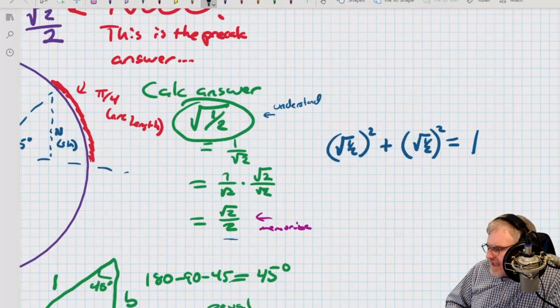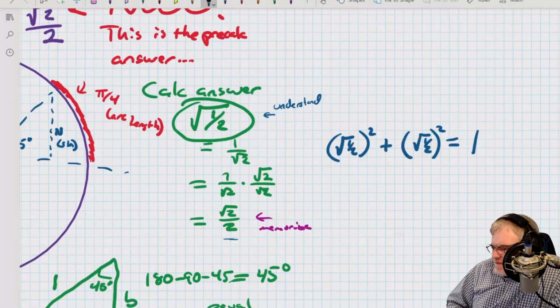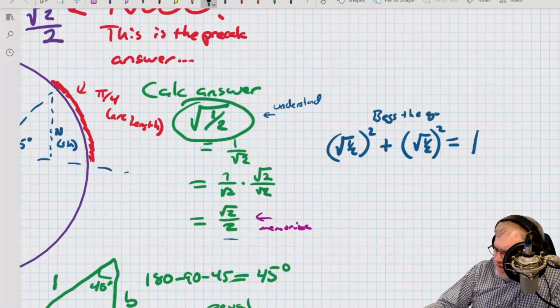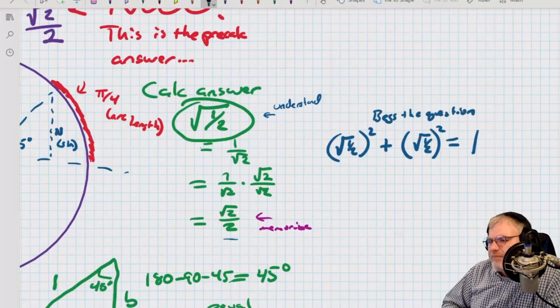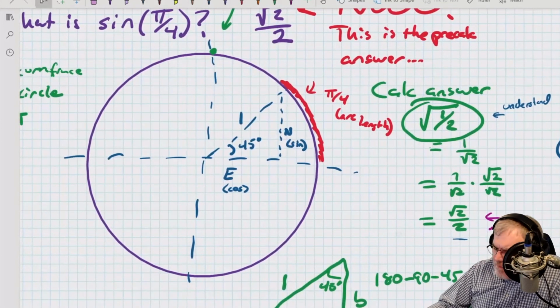Yeah, so it's Pythagoras, right? That's why. This is the why. This begs the question: where did that come from? Well, let's look. Where does it come from? I go up pi over 4.